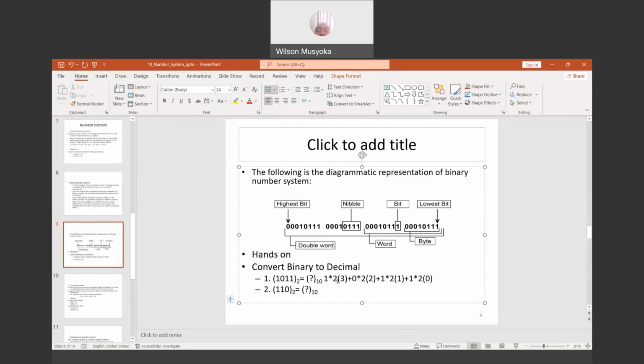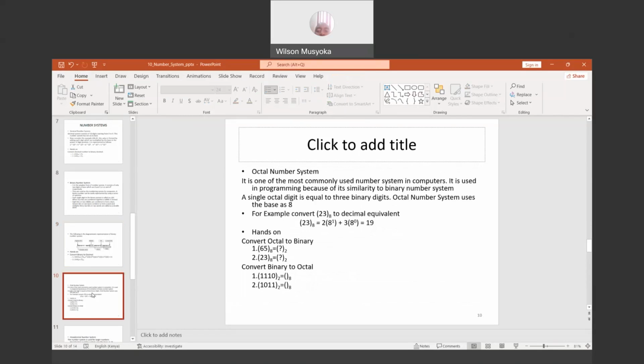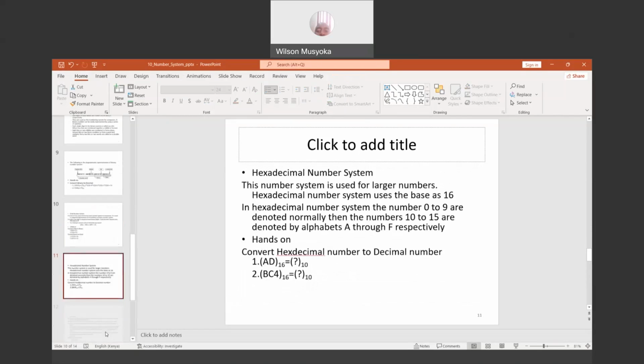1 multiplied by 2 raised to power 3. 2 raised to power 3, that should be 8. And so it is 8 plus 0 plus 2 raised to power 1, that should still be 2. And so it is 8 plus 2 plus 1, which should be able to give you 11. So that should be 11 to base 10, and so on. So that is how we normally calculate it. And these are examples which have been used there.